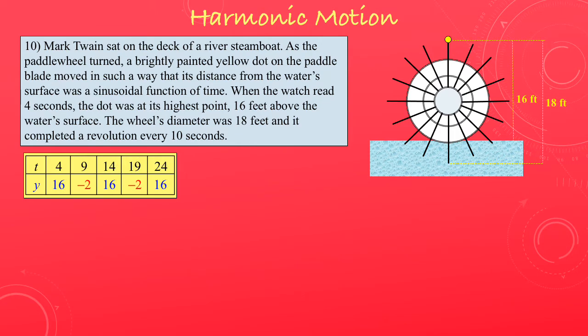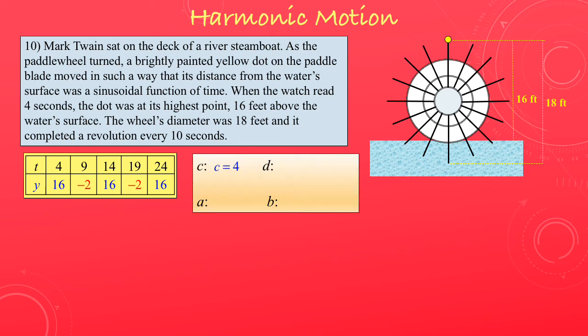We put the given information, the distance from the dot to the water's surface as 16 feet, and the diameter of the wheel as 18 feet, on the diagram. We realize that t equals 4, y has to equal 16, and since it completes a revolution every 10 seconds, it will also be at 16 when t equals 14 and t equals 24. Since the diameter of the wheel is 18 feet, it will be at its lowest position, halfway between 4 and 14, which is 9 seconds. And the lowest position will be 2 feet below the water's surface, or negative 2. So we have the two additional points, (9, negative 2) and (19, negative 2).